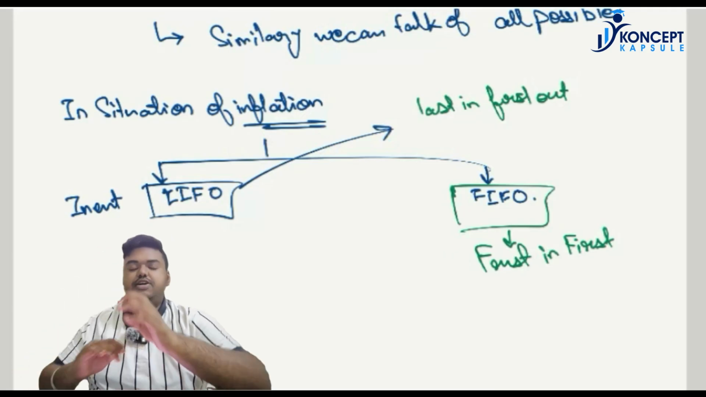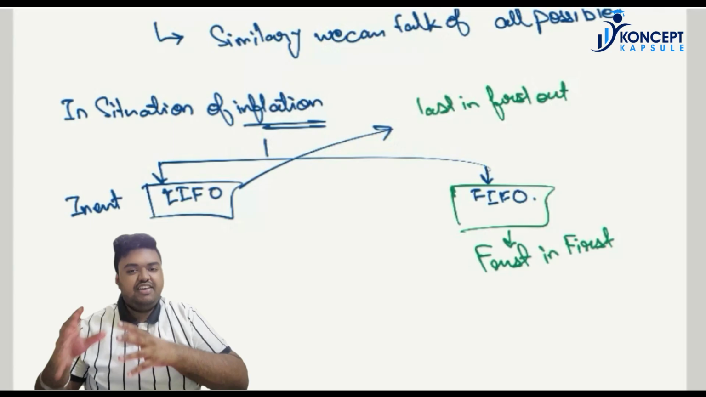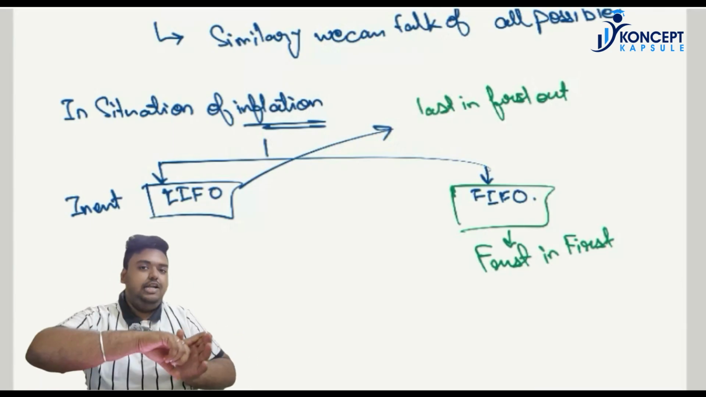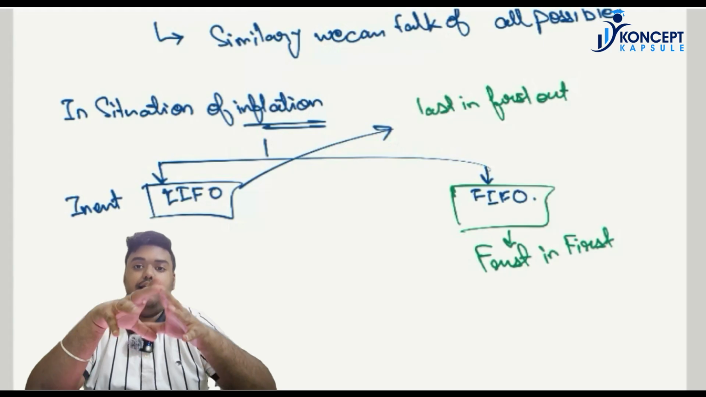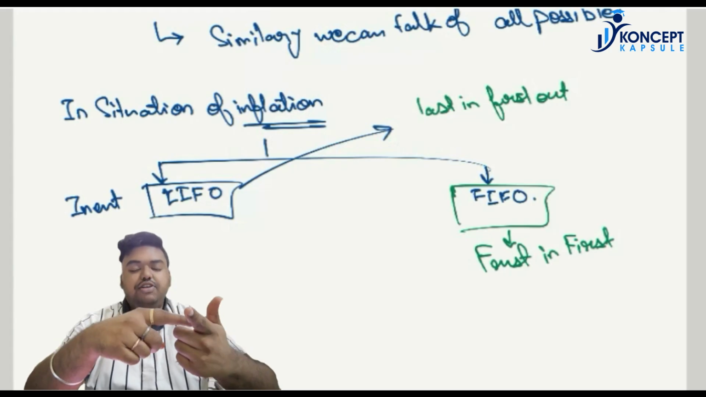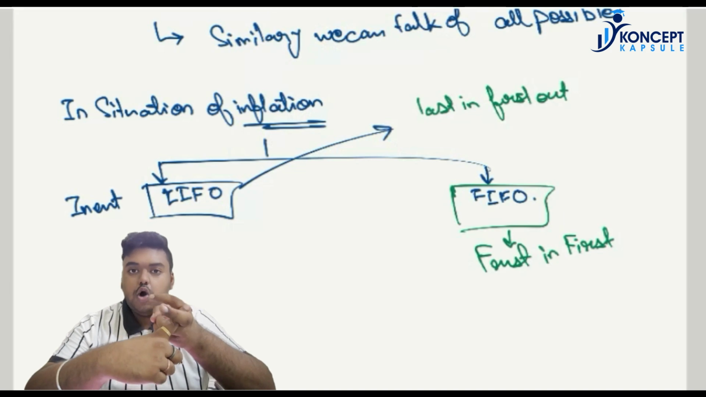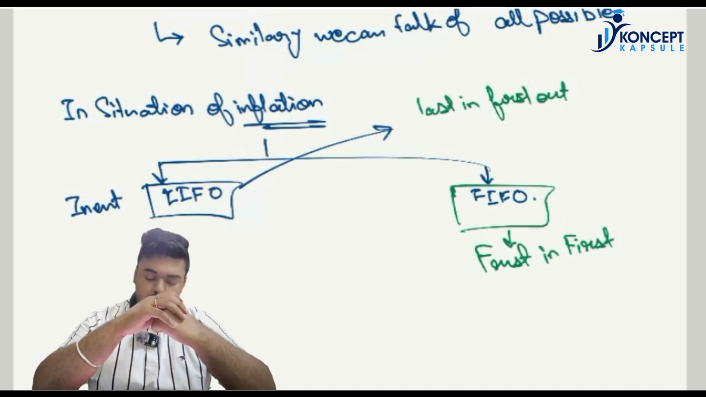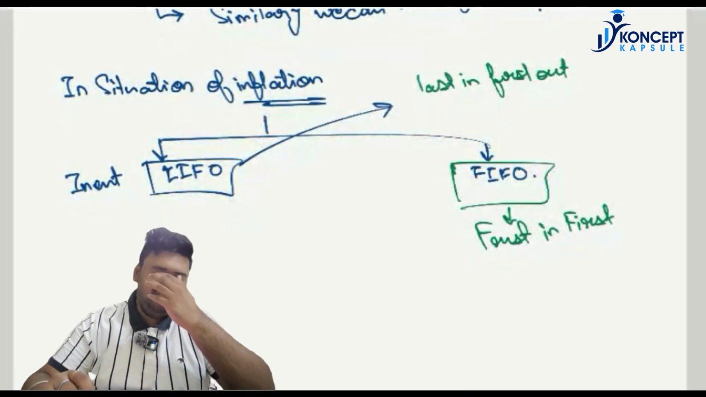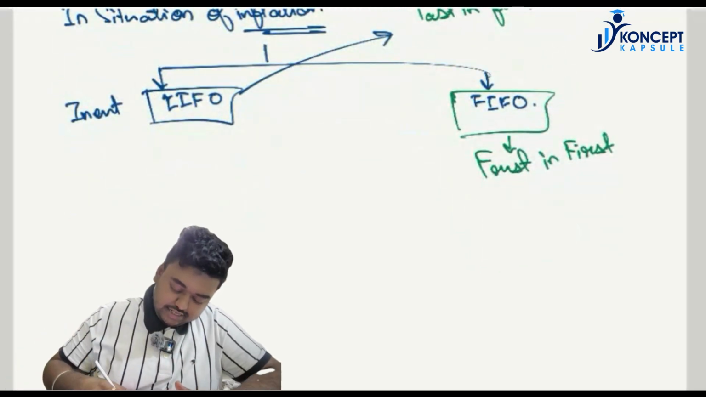In the first one, we are saying that the product purchased last will be sold first. In the second, we are saying the product purchased earlier will be sold first. However, this simple distinction in ideology will create a lot of differences in closing inventory and in COGS in an environment where prices are changing. How? Suppose there is an inflationary environment. We know what inflation is. Inflation is a situation of rising prices.